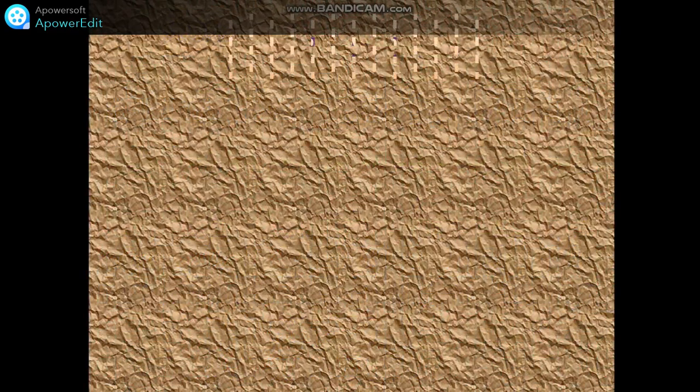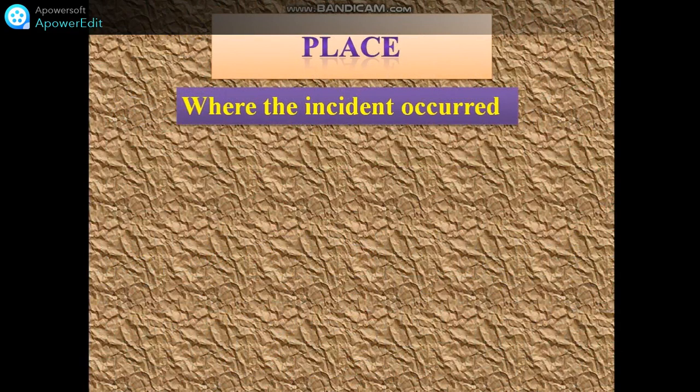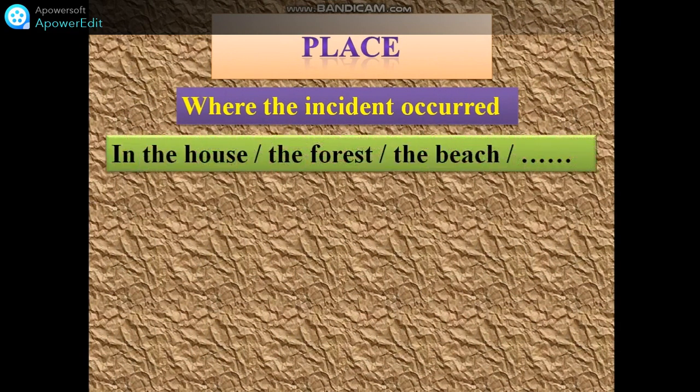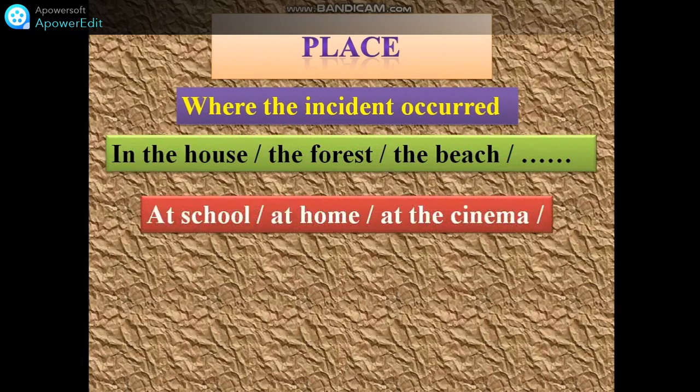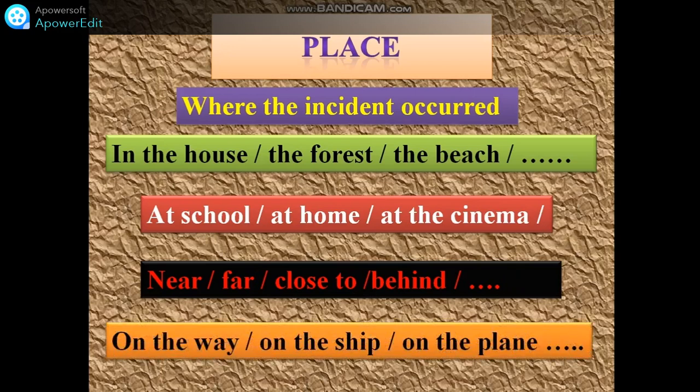Great. Second element, place. Very important. This is where the incident occurred, happened. You can say, for example, in the house, in the forest, on the beach, at school, at home, at the cinema, near, far from, close to, behind my house, behind the stadium, close to the supermarket, or on the way to the supermarket, on the ship, on the plane. So these are the expressions you can use to make a sentence talking about place. Very good. Let's move on.